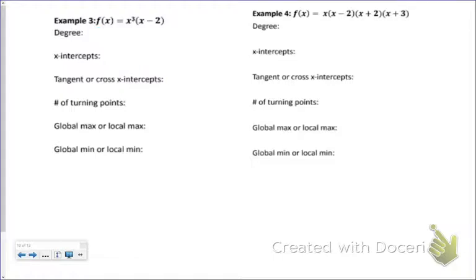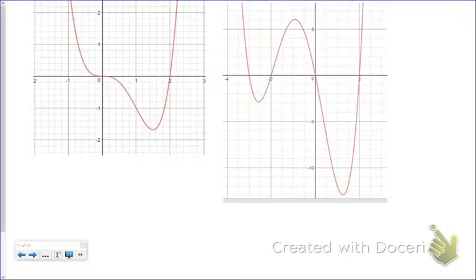So let me show you the actual graph. It's the one on the left here. Okay, so this is what my graph would look like. And you can see right there at 0, your graph is flattening more as it gets to that point, and then just straight crossing through 2. You'll also notice this graph only has one turning point, and it is a global minimum.